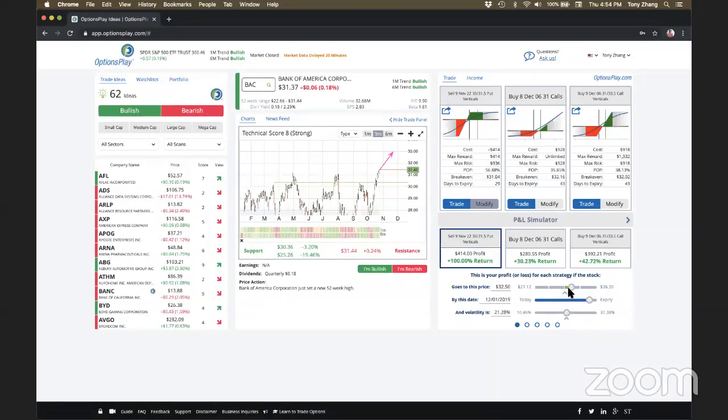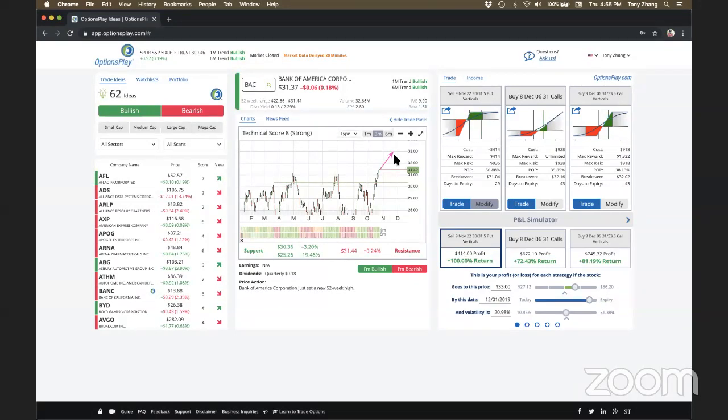So that's my point: the stock moving is going to have a much larger impact on your P&L than volatility. If you start selecting strategies based on volatility alone, you're likely going to severely underperform in the long run, because if you do expect the stock to move to $33, it's clear that you want to trade the debit spread. I'm going to make almost double the amount of money than if I sold the credit spread.